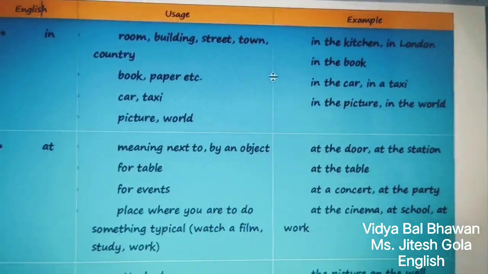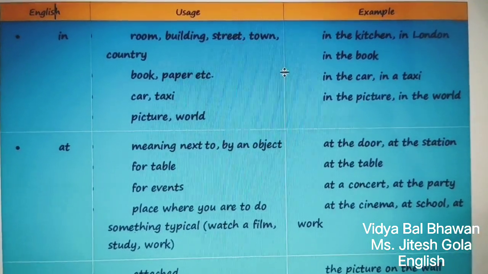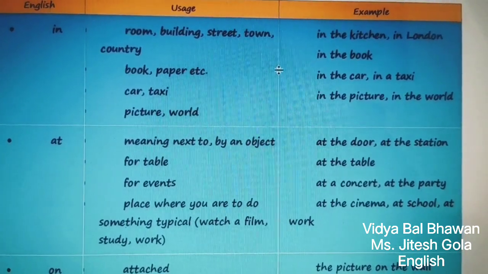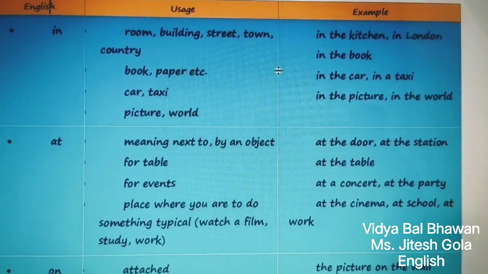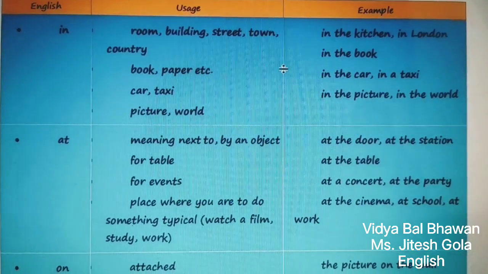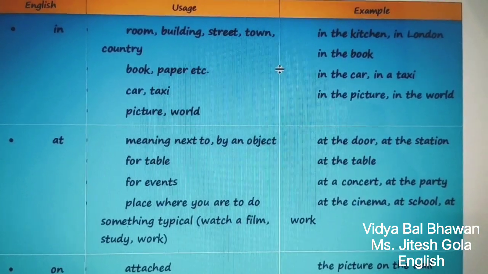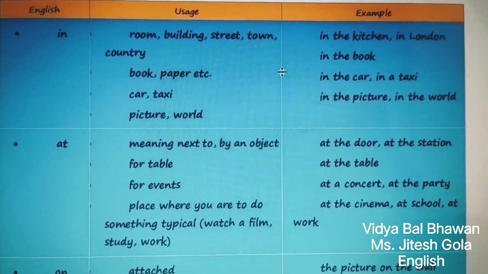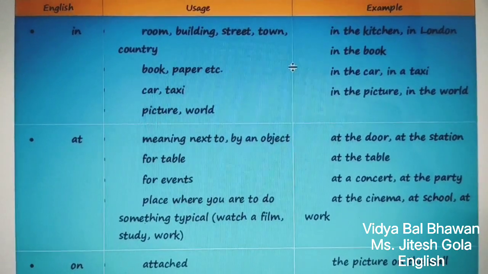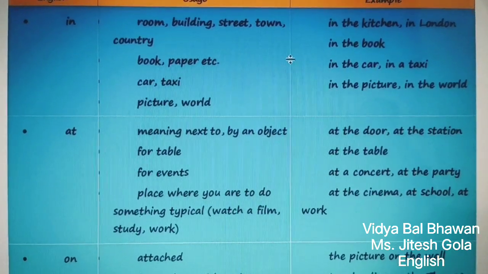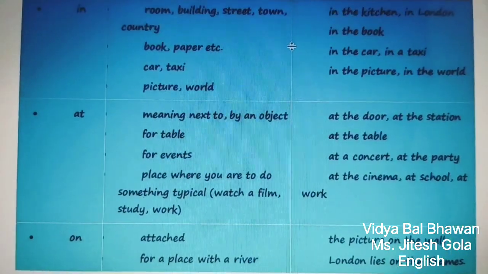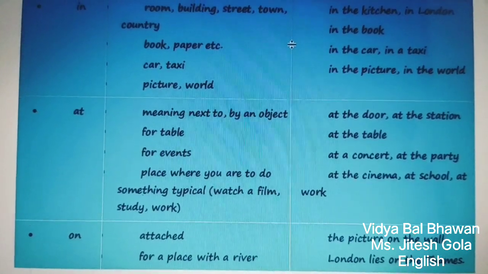First one I am taking room, building, street, town and country. So for example, you can mention that he is in the kitchen, she is in London. So you are talking about the place here. Then book and paper, with that we can say that she has written it in the book. I am going to sit in the car or in a taxi. Next you can mention that I have seen it in the given picture. On particular date you can mention, or year, I came in this world.